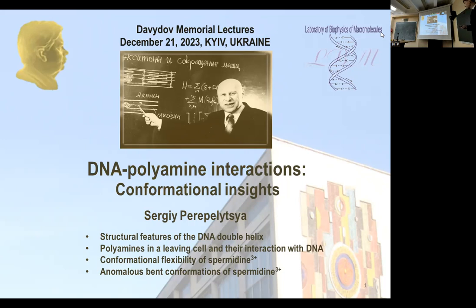In my presentation, I will tell you some important features of the DNA double helix and about polyamines, their role in the living cell, and their features of interaction with DNA. And also, what is very important, the conformational flexibility of polyamines. As an example, we use a particular polyamine molecule. This is spermidine. And we will discuss anomalous bend conformations of this molecule.